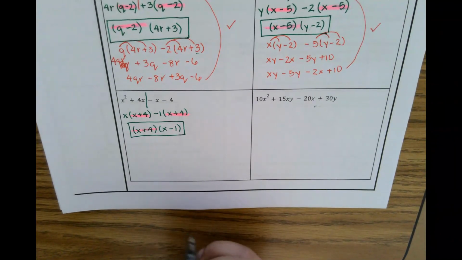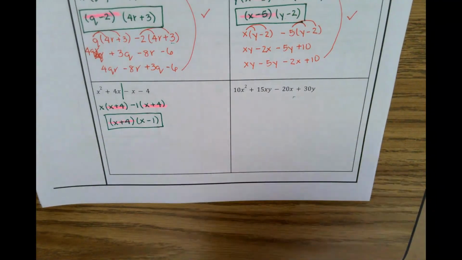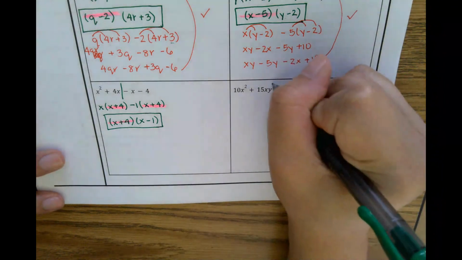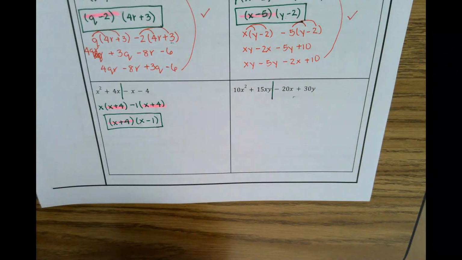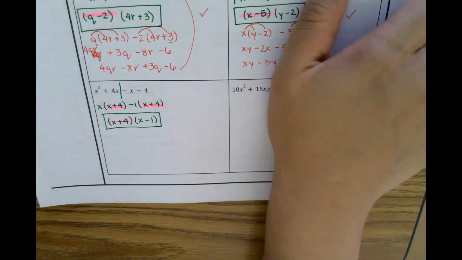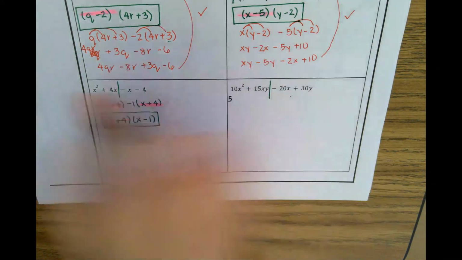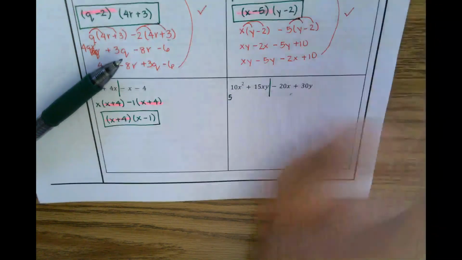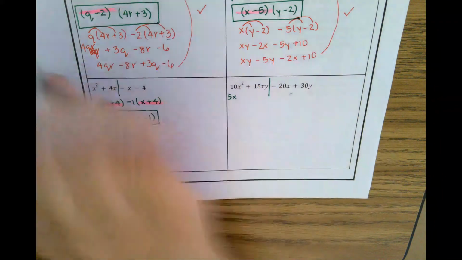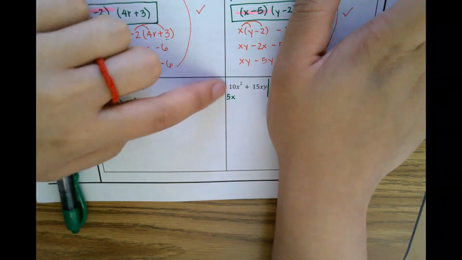Okay, so let's do this one here. This one looks a little bit more complicated, but it's the same thing. Step 1, split it. Step 2, I'm going to look at each group and factor out the GCF from each group. So starting here, 10x squared plus 15xy, 10 and 15 are both divisible by 5, so I'm going to pull out a 5. Both of these have at least x to the power of 1, so I'm going to pull out x to the power of 1. I can't pull out x squared because this one doesn't have enough, and I can't pull out a y because this one doesn't have a y.